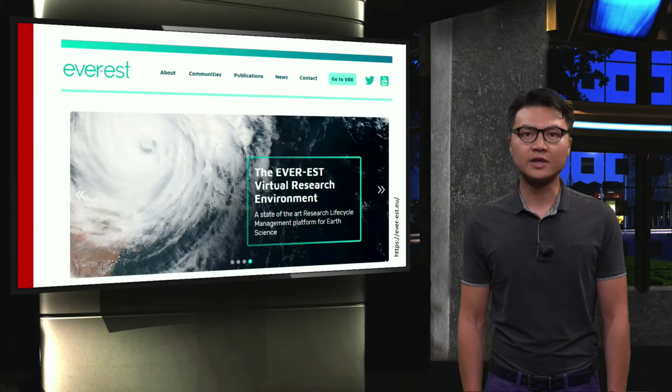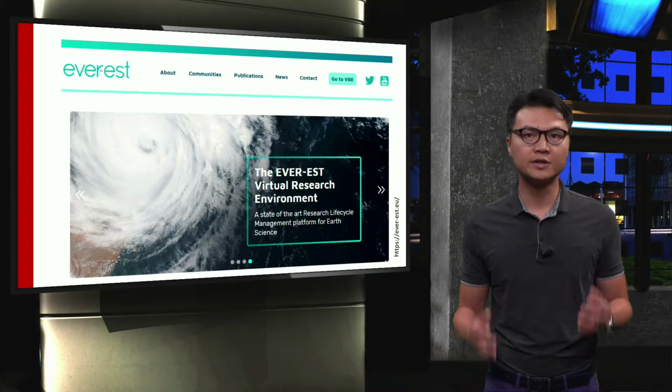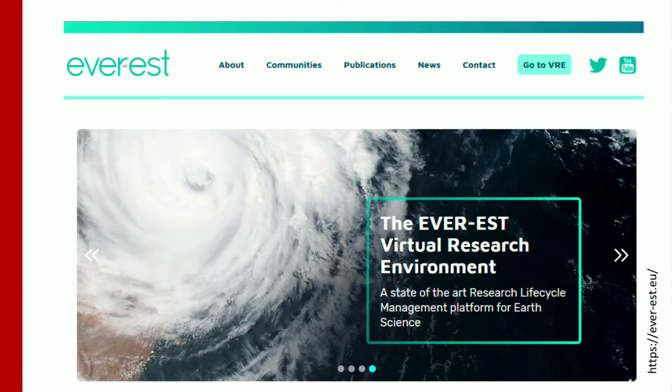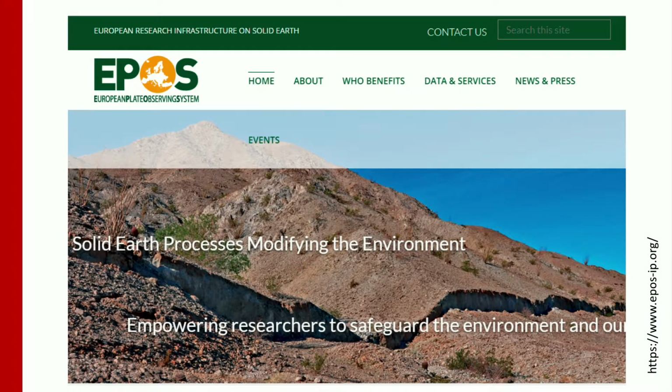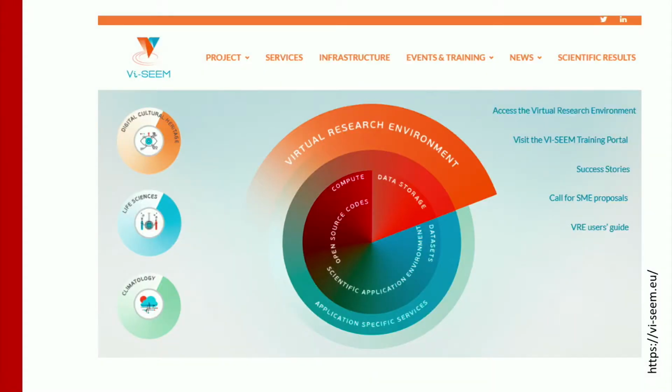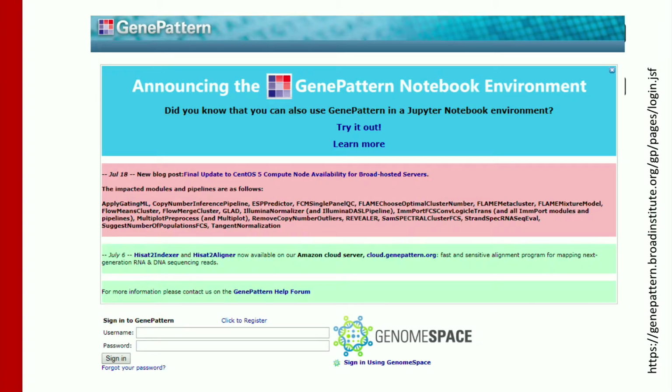Many VREs have been developed and used for specific research domains. For example, EVEREST in earth sciences. EPOS is another example in earth sciences. The VSIM in life sciences, climatology, and digital cultural heritage. And the GenePattern in biological science.